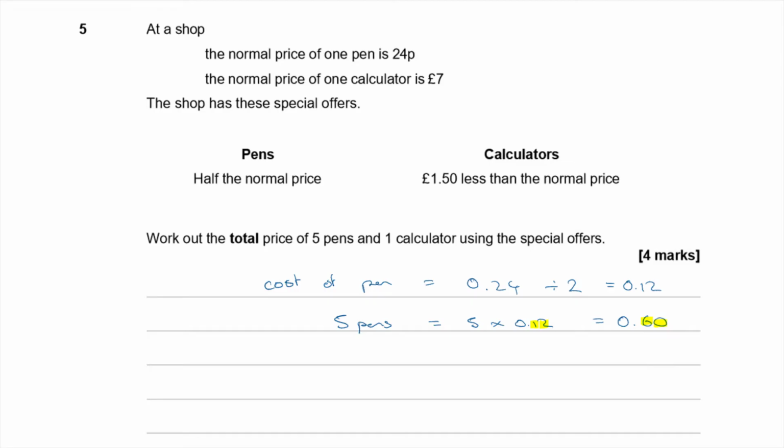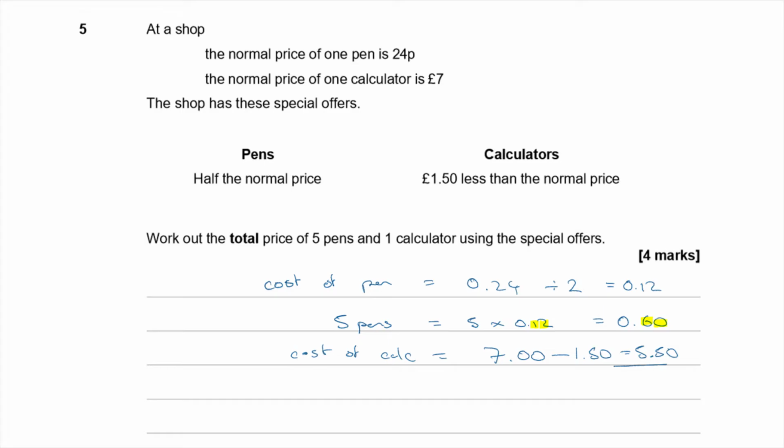And then I need to add on the cost of 1 calculator. What's the offer on a calculator? £1.50 less than the normal price. So what is the cost of a calculator? That's going to be the £7 it normally is, minus the £1.50 that is on offer. So what's 7 minus £1.50? Well, that's going to be £5.50, isn't it? £5.50. So I've got £5.50 for my calculator and 60p for the 5 pens.